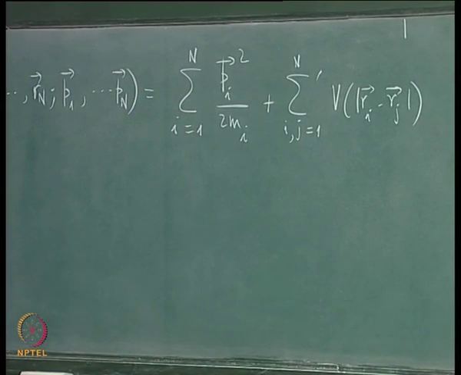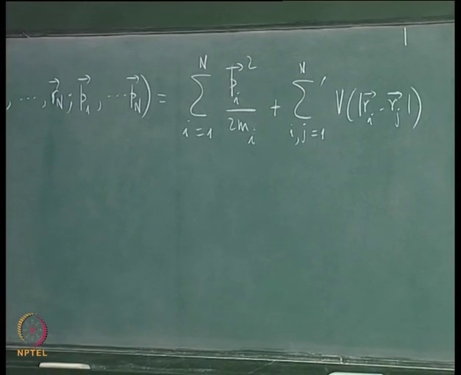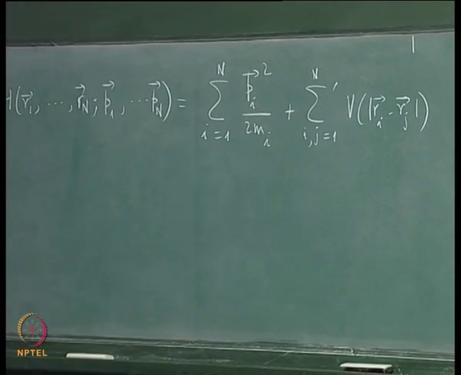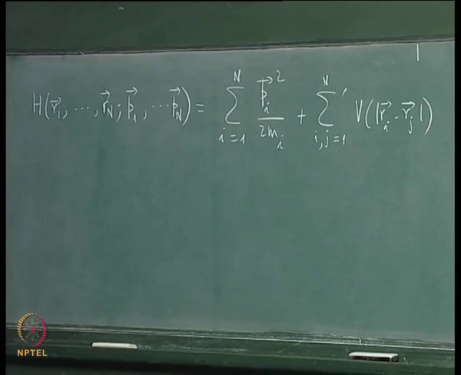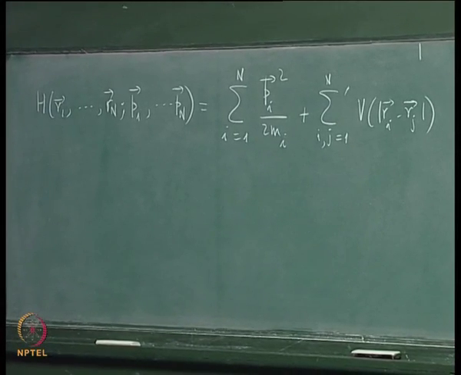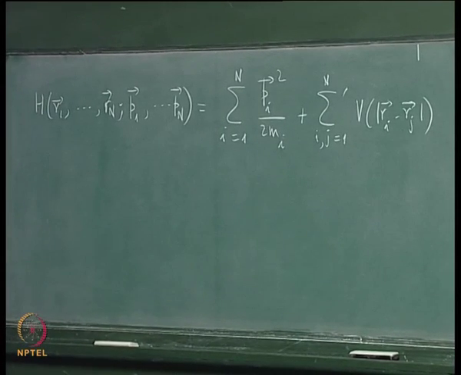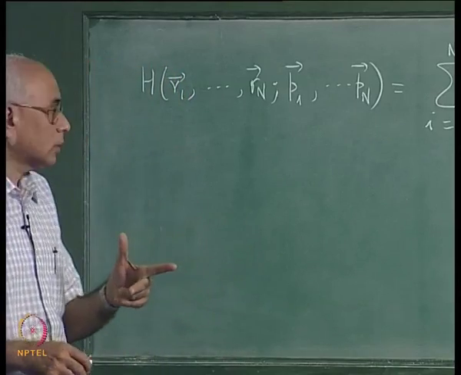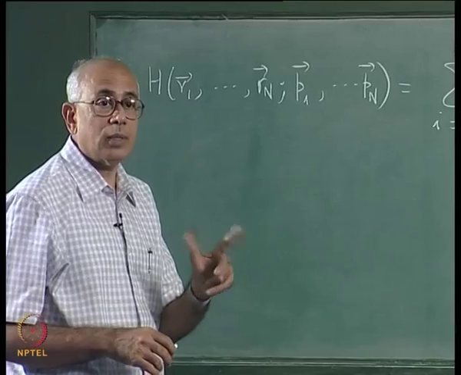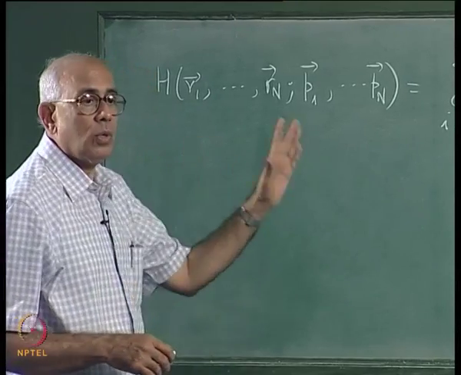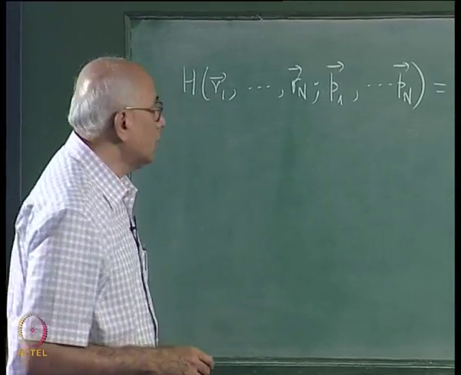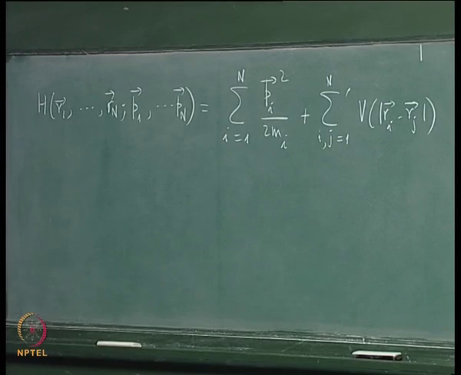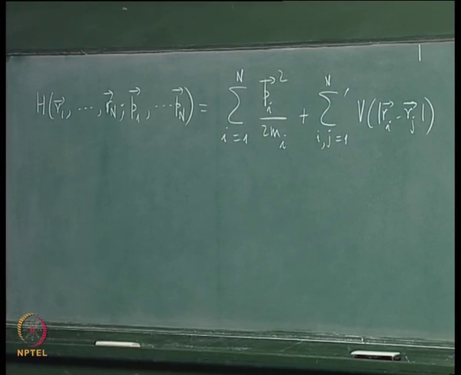And this Hamiltonian has certain properties. The first property is that it is invariant under a rotation of the entire coordinate system. Whatever coordinate system you choose, if you rotate it by an arbitrary angle around an arbitrary axis, the Hamiltonian would not change in form at all. This means that rotational symmetry is a dynamical symmetry of the system.